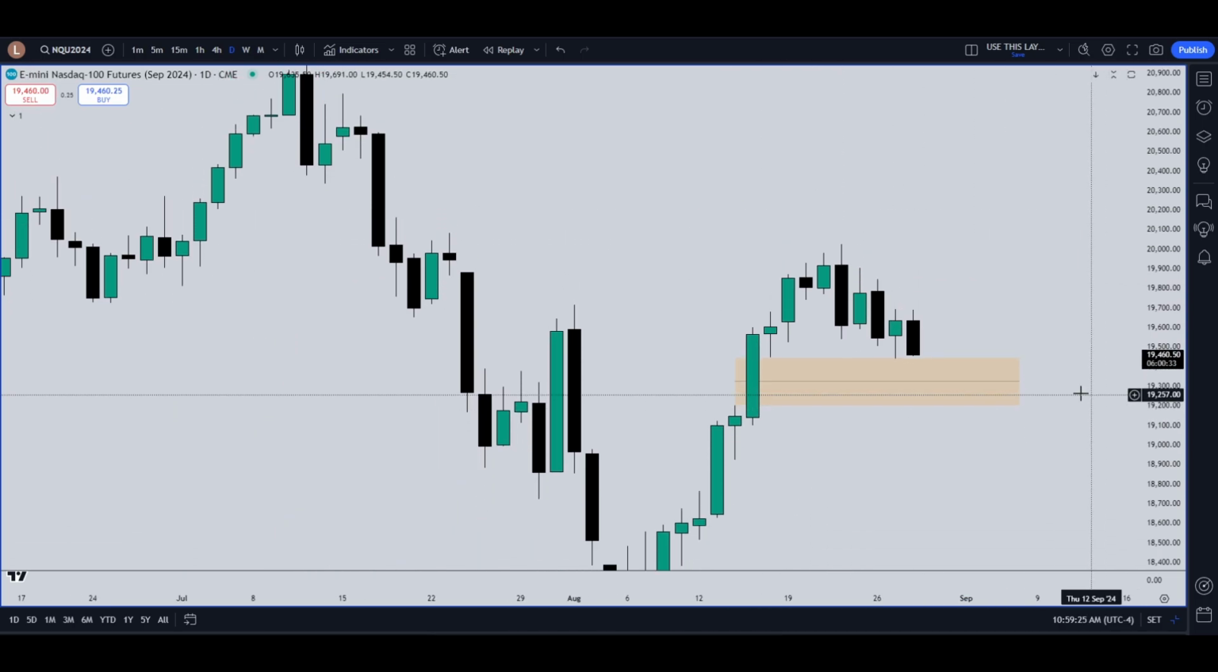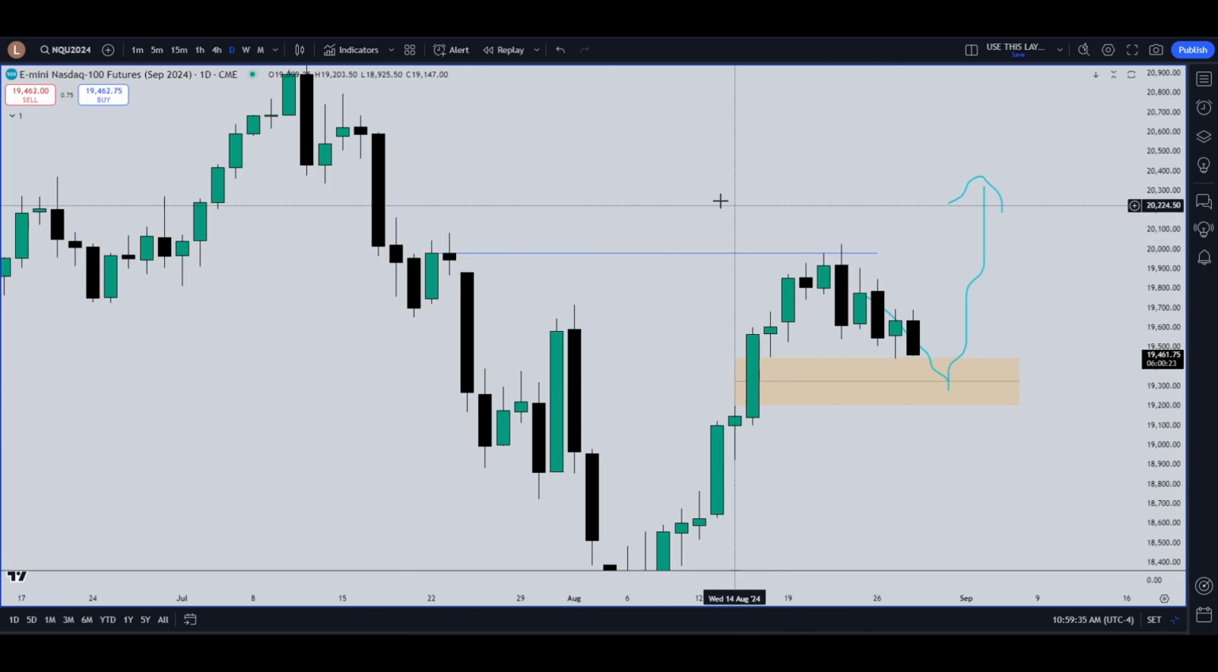And then from this BISI, we would possibly see either price come down, consequent encroachment, and reverse, taking out anyone really trying to sell in here, because retail is trying to sell this right now. Already, retail has their stops above here, so it'll come down here and stop run all the people that are trying to sell already.